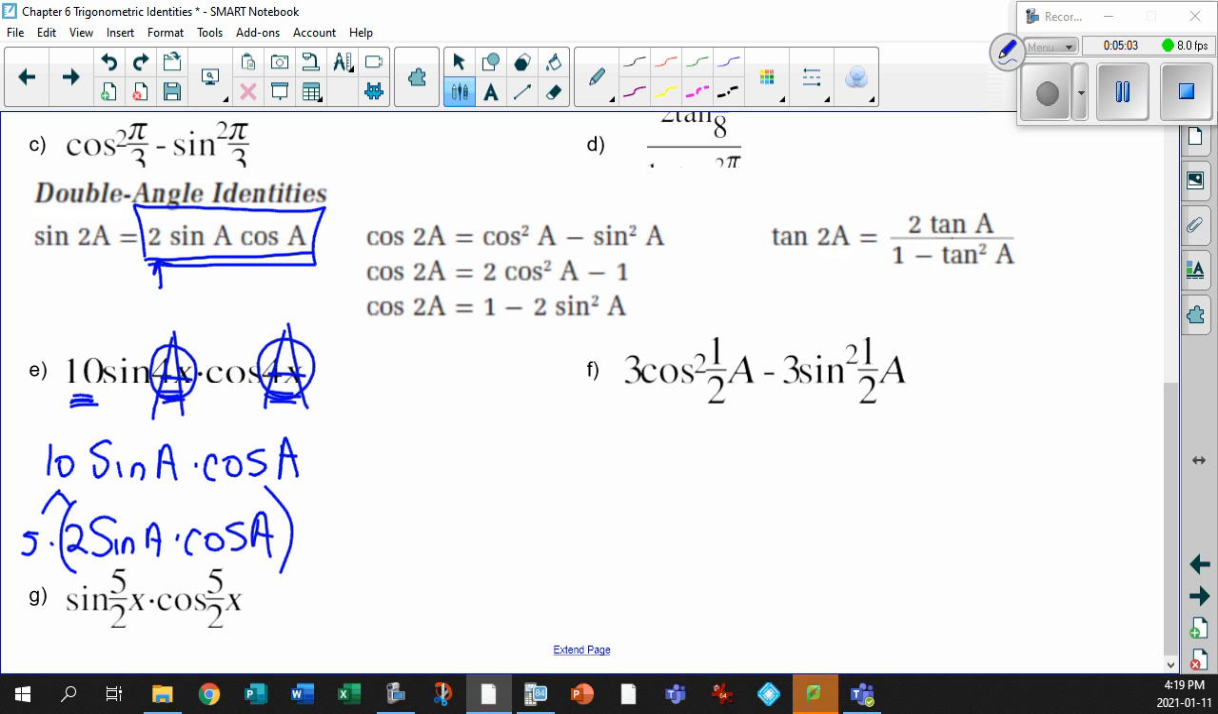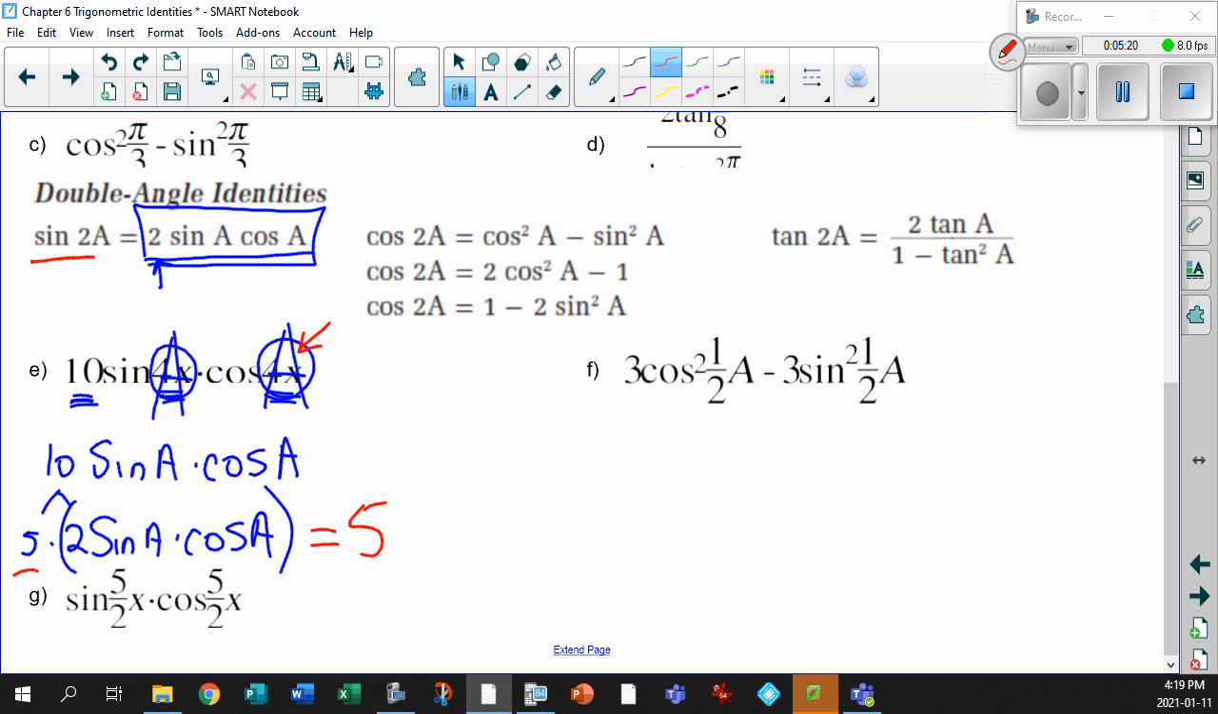Sometimes you got to get in there and fiddle with it a little bit in order to make this look like the identities that we're playing with. All right, just remember that the A was 4x. Okay, so what do we got here? The 5 still stays there. There's no problem with that.